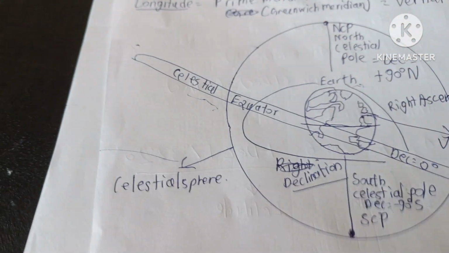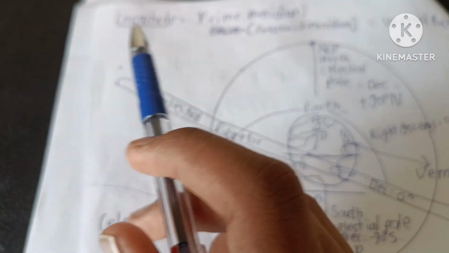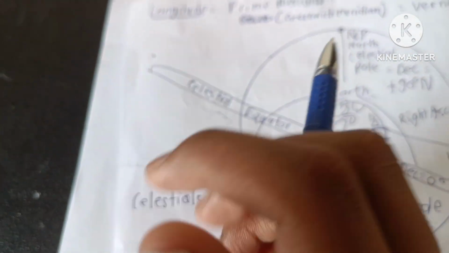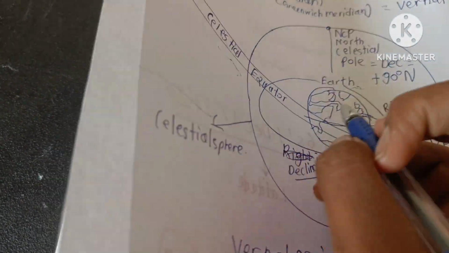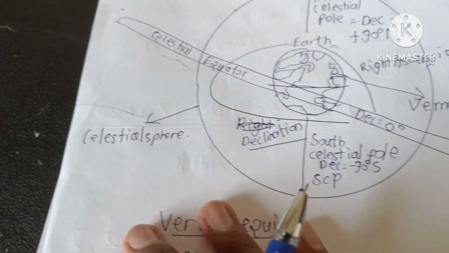You can see this diagram. You can refer to this longitude, the prime meridian, the Greenwich meridian. We have the Greenwich Observatory in the United Kingdom on Earth, and in space we have the vernal equinox. So the vernal equinox is the starting longitude at 0 degrees right ascension. You can refer to these diagrams.